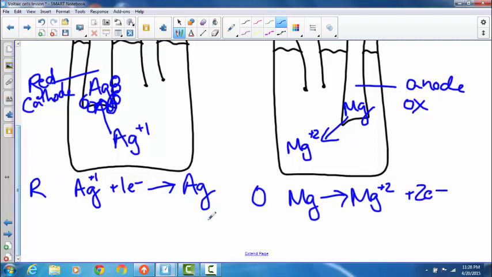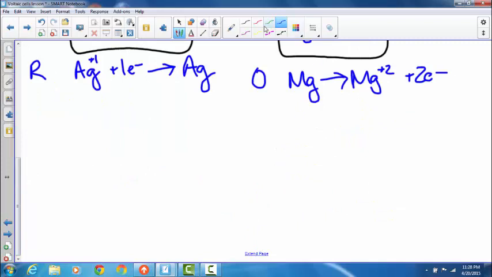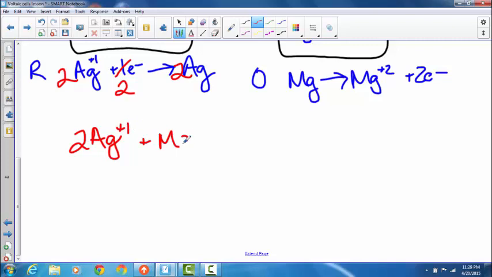And now I want to practice writing that balanced skeletal reaction. So I'm going to get a new color here. I've got 1 electron gained and 2 electrons lost. To balance that, I want to double this whole side. So I'm going to need 2 silver ions forming 2 silvers. Now I have 2 electrons, 2 electrons. So to write my balanced skeletal reaction, 2 silver ions plus magnesium forms 2 silver atoms plus magnesium with a plus 2 charge.